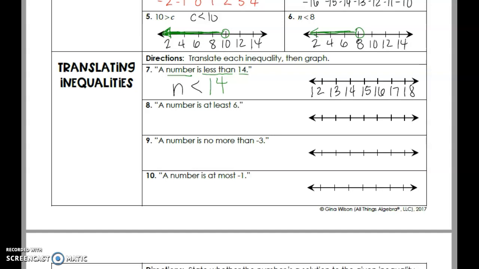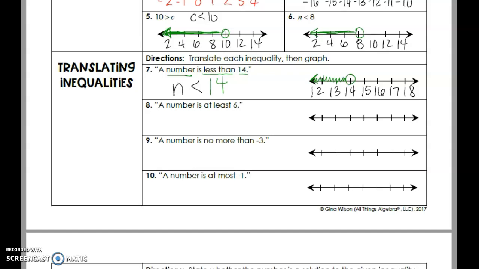So if n is a number less than 14, that means I need to shade all numbers to the left of 14. So I'm going to have an open circle on 14, and I'm going to shade to the left of 14 because it's any number smaller than, or less than, 14. So it could be 13, 12, 11, 10, 9, and so forth.